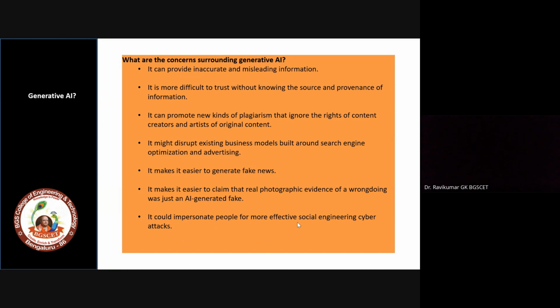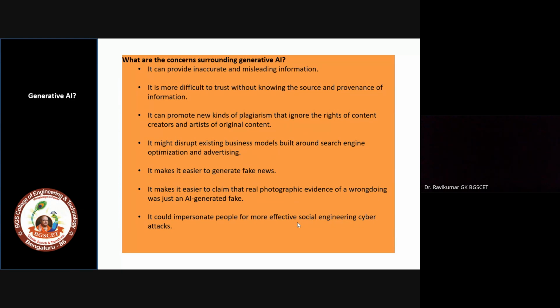It makes it easier to generate fake news. This is one of the concerns. Nowadays, you know, when something happens, TV and media produce a lot of surrounding news. They will not even verify or go for the authenticity of the news. They just get the information, generate content using generative AI, and keep flashing it as big news, breaking news, and all those things. This is one of the concerns of generative AI.